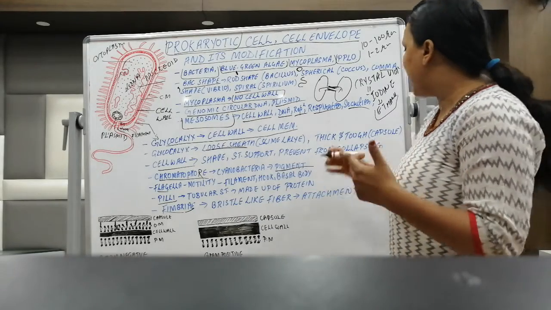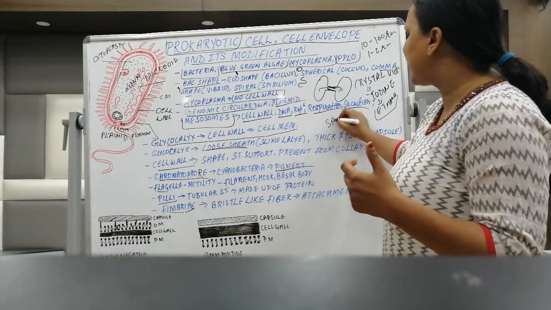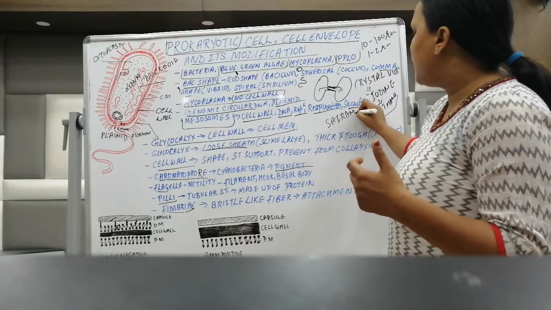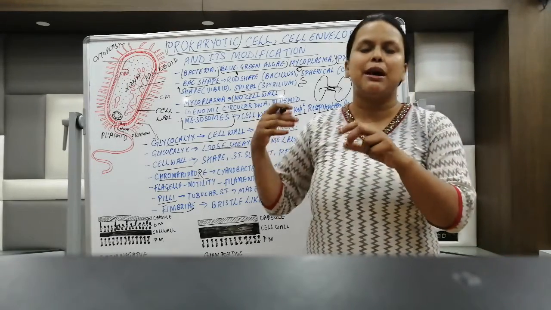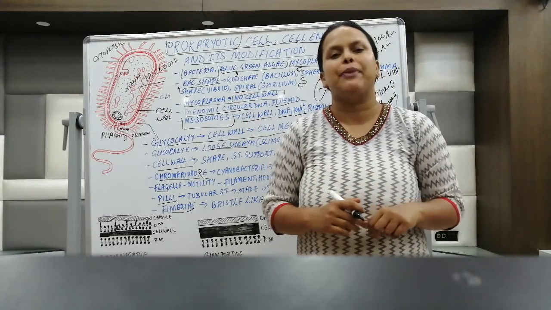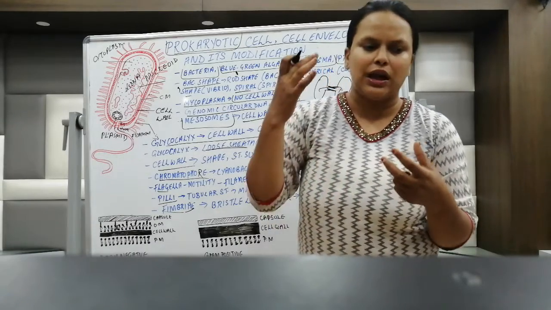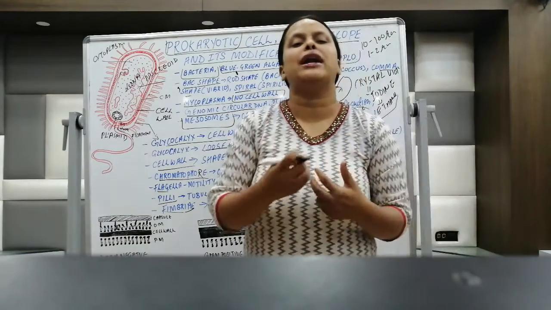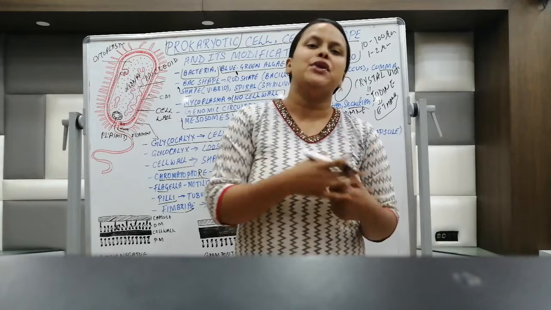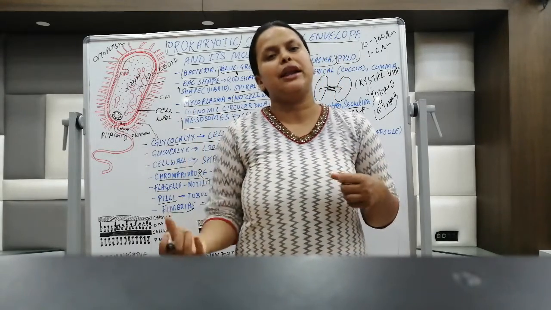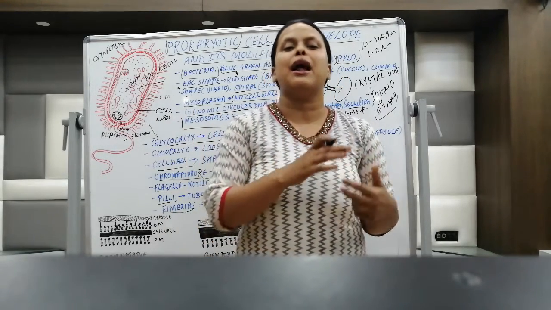So we have to put a counter stain called safranin. What does safranin do? It gives a pinkish and orangish color to the gram negative cells. So basically the cells which retain the crystal violet color are gram positive, and the cells which take the safranin counter stain color are gram negative.